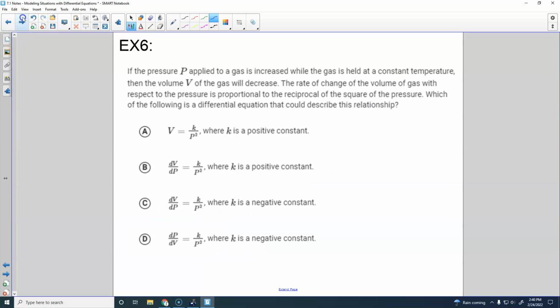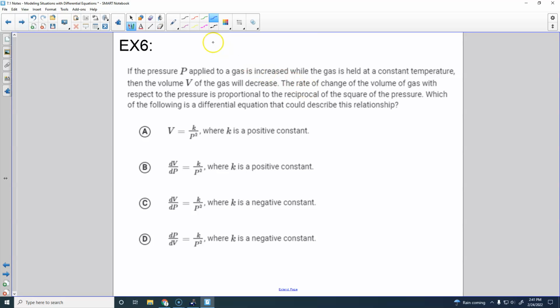All right, one more to look at. If the pressure P applied to a gas is increased while the gas is held at a constant temperature, then the volume of the gas will decrease. The rate of change of the volume of gas with respect to the pressure is proportional to the reciprocal of the square of the pressure. Which of the following is the differential equation?